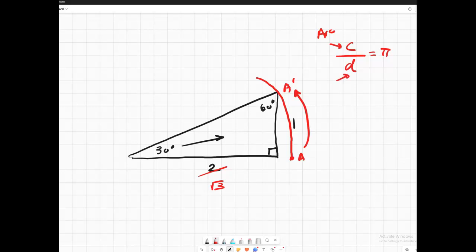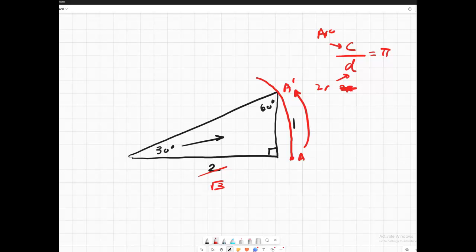What is the d? How can I restate d? 2r. It's 2r. So can I connect the radius, which is a linear measurement, to my curvature, which is the circumference? Pi is that connection. So that is why we use radians.